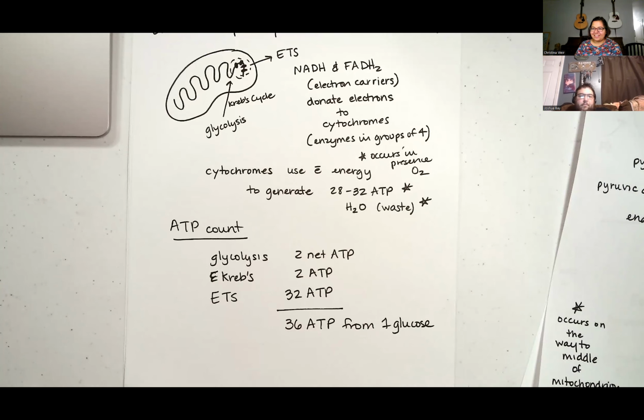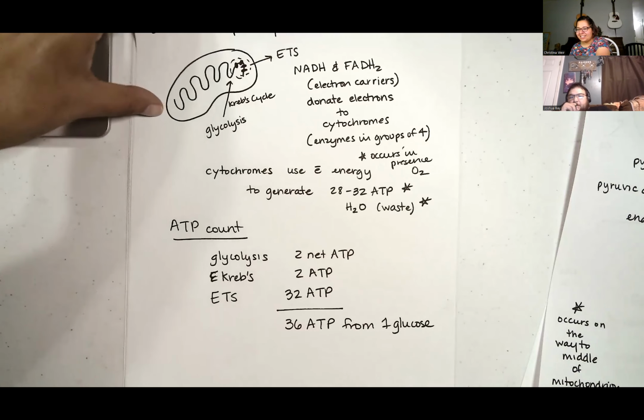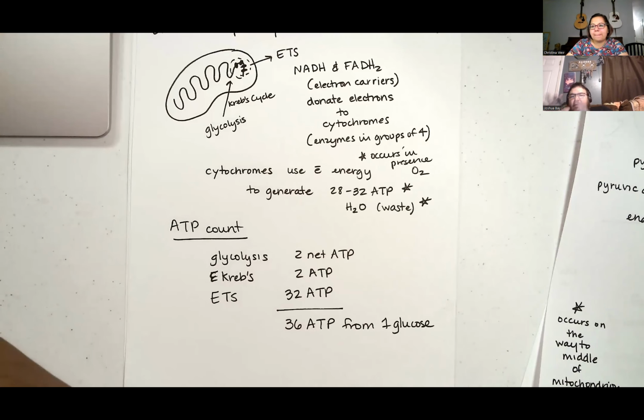Still with me? Okay, so the ATP breakdown is an average of 36 per 1 glucose molecule, correct?